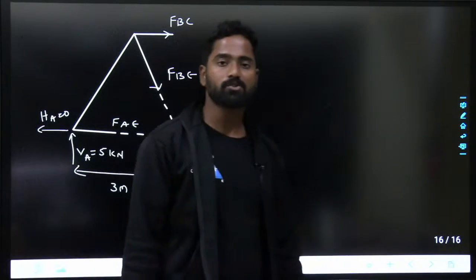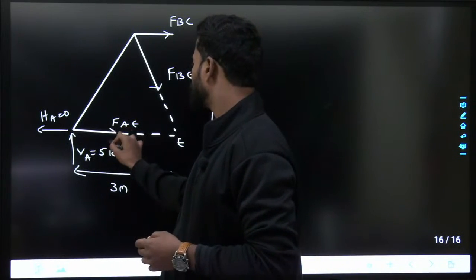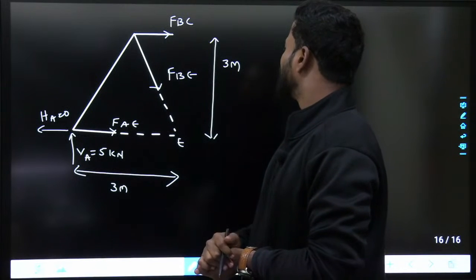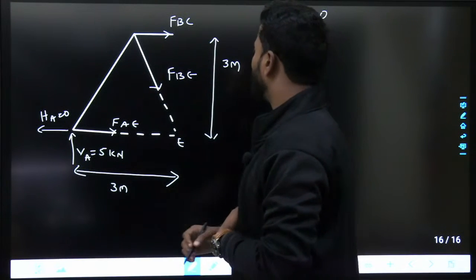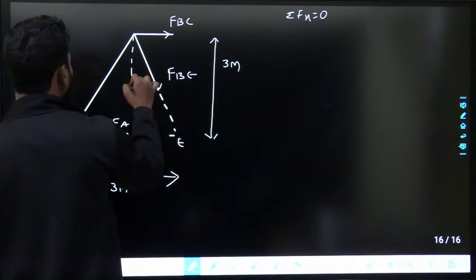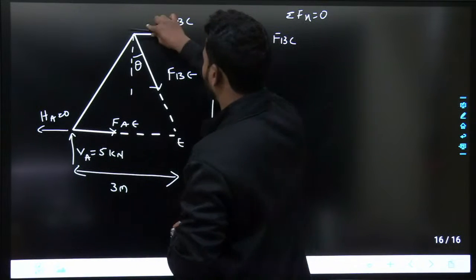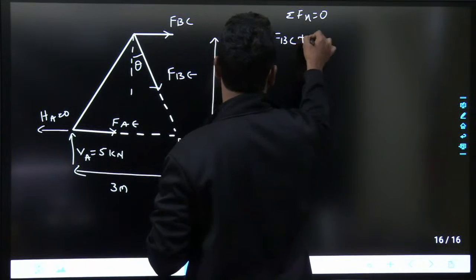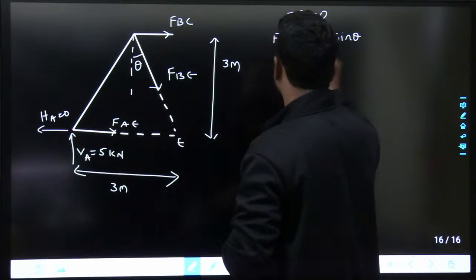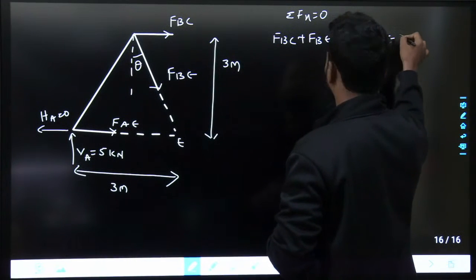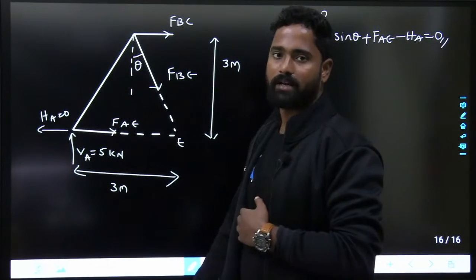Now the idea is to find out the force in BC. What are the equations that you can use? If I take sigma Fx equals to 0, and if this is some theta, what I will get? FBC plus FBE sin theta plus FAE, minus HA equals to 0. HA is anyway 0, but I will write it.